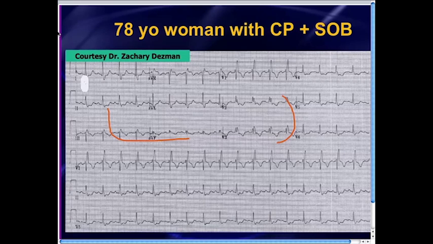If you ever read an EKG as infero-anteroseptal ischemia, stop and think, is this a pulmonary embolism? And sure enough, that's what this patient ended up having. This patient had a large PE and was hemodynamically unstable.